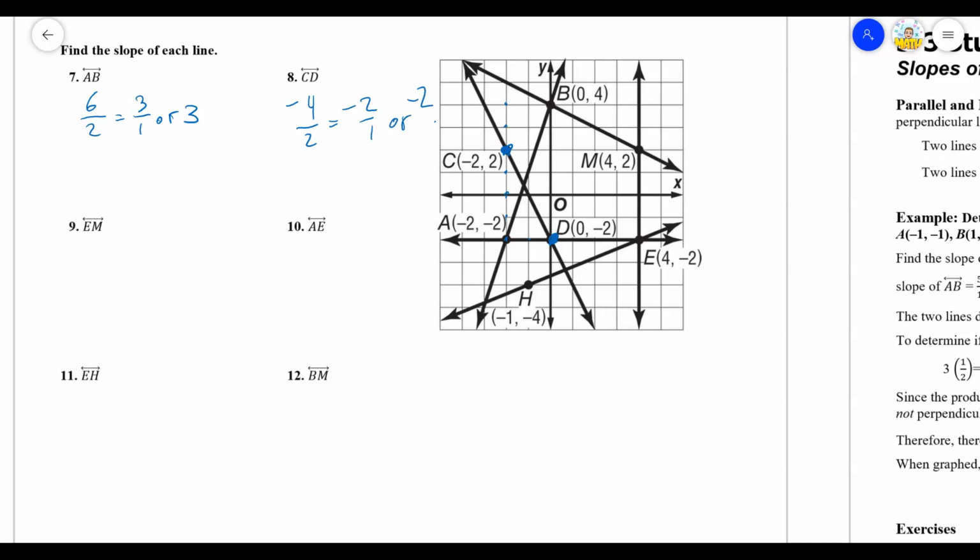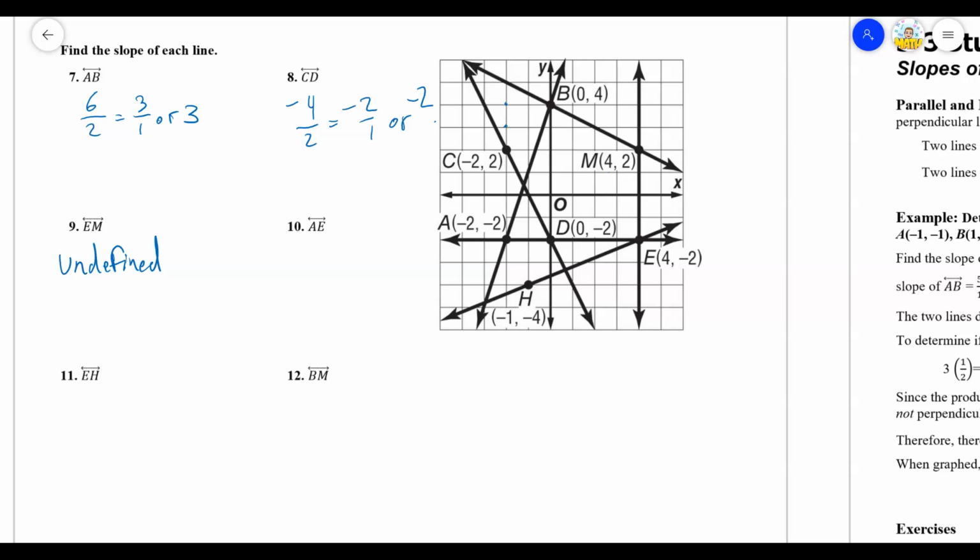Okay, now let's try EM. How do we move from E to M? Well, from E to M, we don't move left or right at all. In fact, this is a vertical line. So if you remember, the slope of a vertical line is undefined. They both have the same x coordinates, so that would be a 0 in the denominator if we plugged into our slope formula. So that slope is undefined.